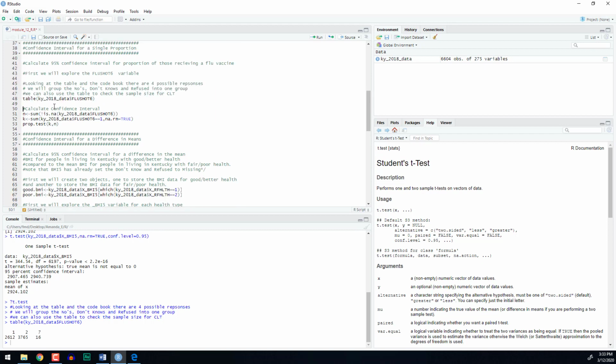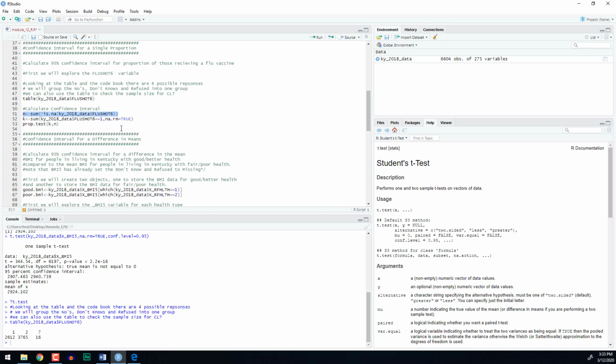So in order to calculate my confidence interval, I have to tell R two different things. I have to tell R my total sample size, and I have to tell R how many people were in the category I'm interested in. N is going to be my sample size. So notice this line of code is very similar to what we did before when we looked at a single mean. What we're doing here is we're finding the total number of observations where the data was not missing.